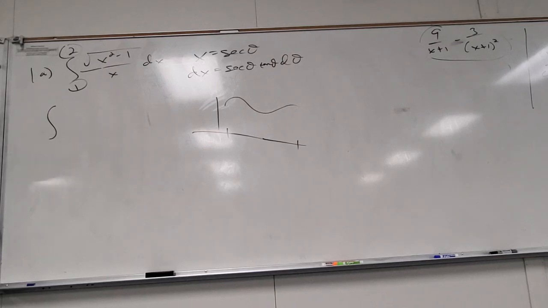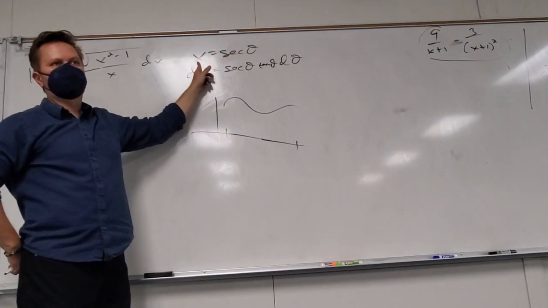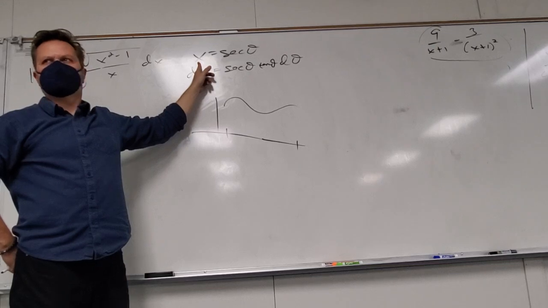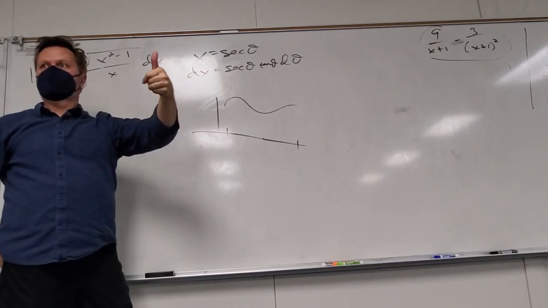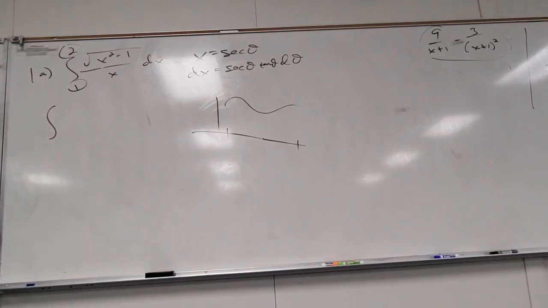You guys follow what I'm doing? If I let x be 1, I want to know what theta is there, so I can figure out what theta is doing. So when x is 1, what is theta? Secant of what is 1? 0. Secant's basically 1 over cosine. Cosine's 1 at 0, so there you go.